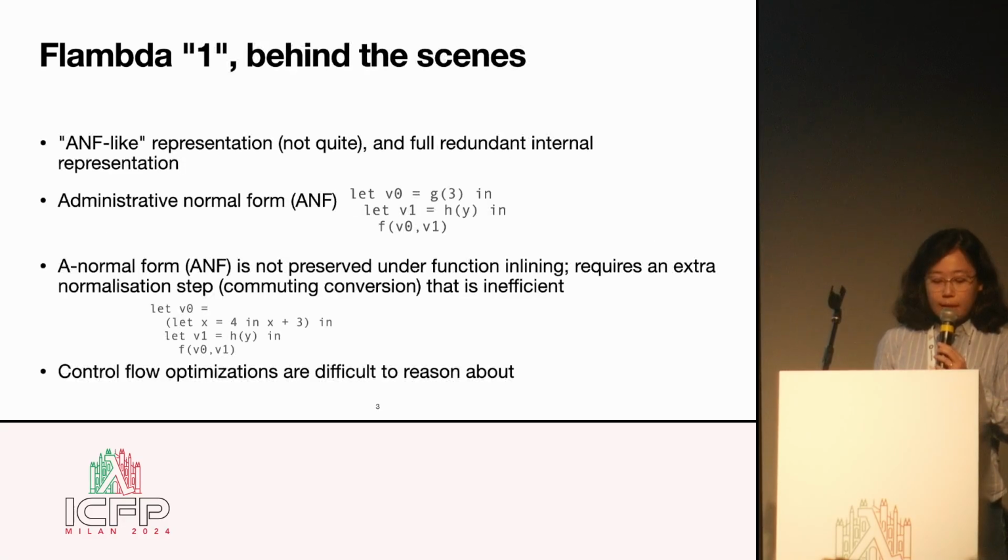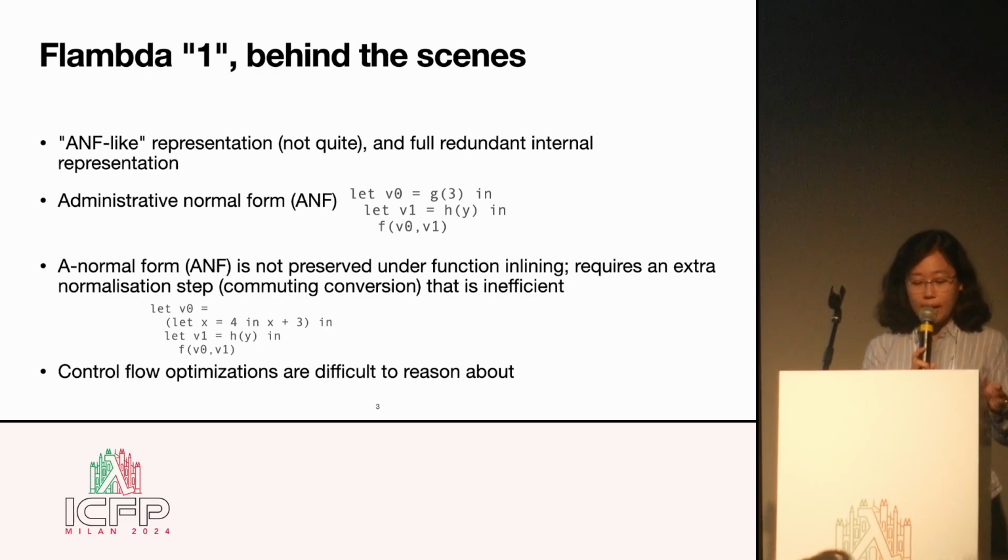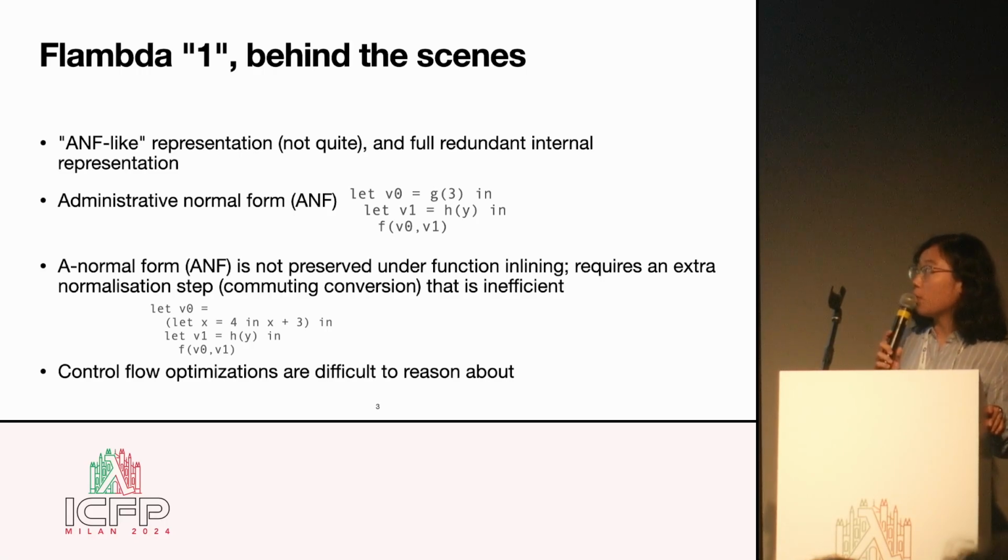So for the Flambda optimization, there was Flambda1, the original optimization pass. And behind the scenes, it had an ANF-like representation, and it also had a lot of internal representation. ANF is this form where you have a series of let bindings in a certain normal form. And this IR has several characteristics, such as it's not necessarily preserved under function inlining.